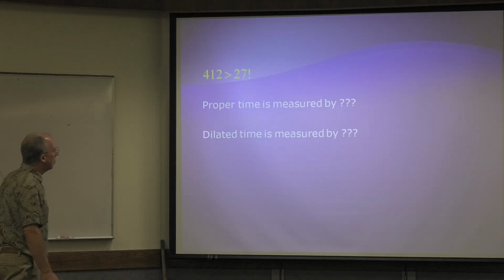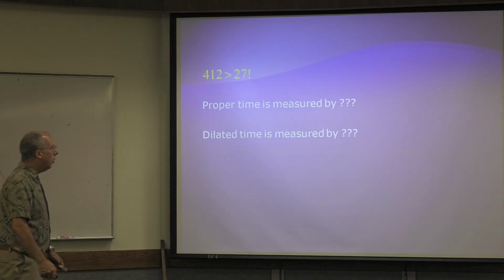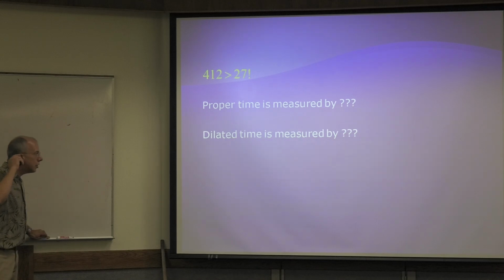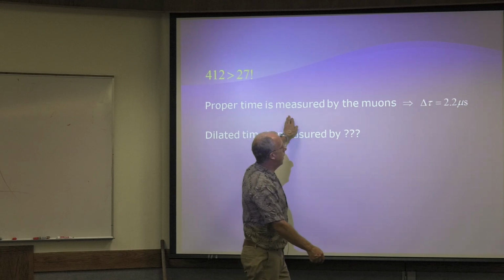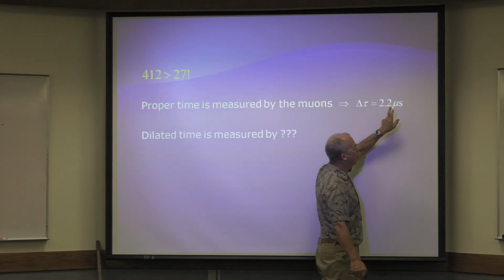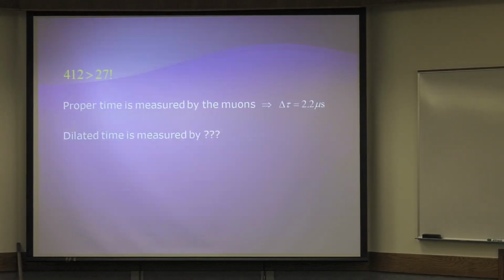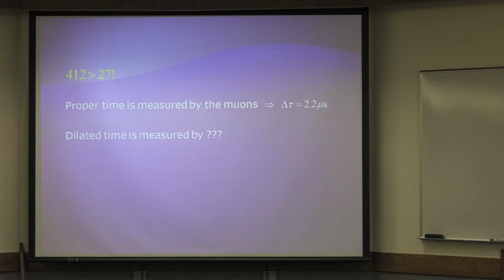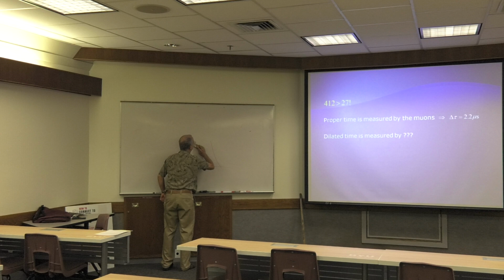All right, so who measures the proper time? The muon. Who measures the dilated time? The experimenter. So the proper time is measured by the muons, so delta tau is 2.2 microseconds. So what's the dilated time? What do you always have to do in relativity? You have to figure out beta and gamma.